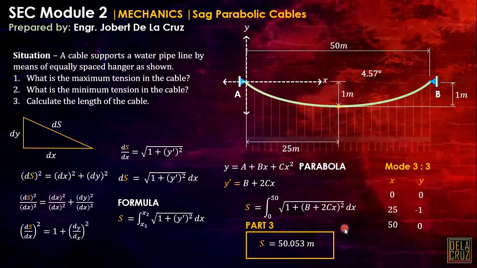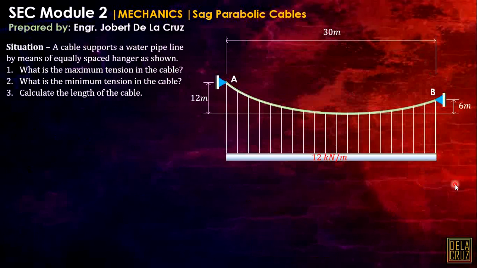Part 3. Okay, madali lang. Now, let's try this. Hindi same elevation yung B. So, the same maximum tension, minimum tension, length of the cable, the same questions. Now, we have this 12 kilonewtons per meter. Okay, so ano yung unang gagawin to calculate the maximum tension? Ito yung nasa highest elevation, and here, that is point A.